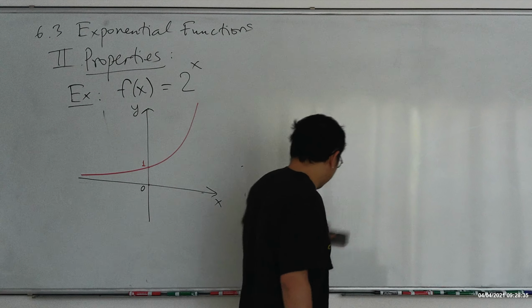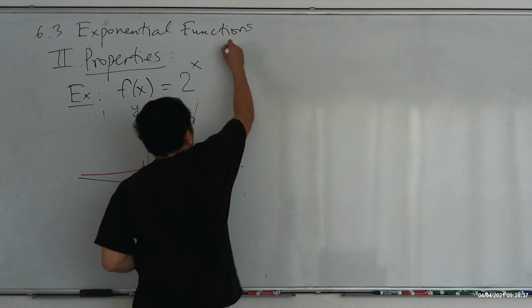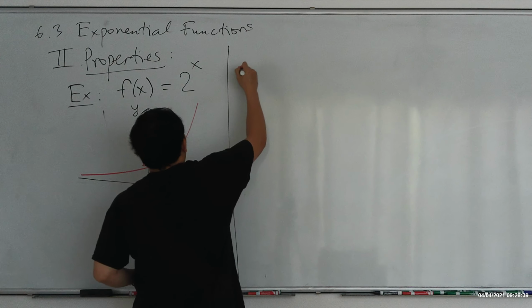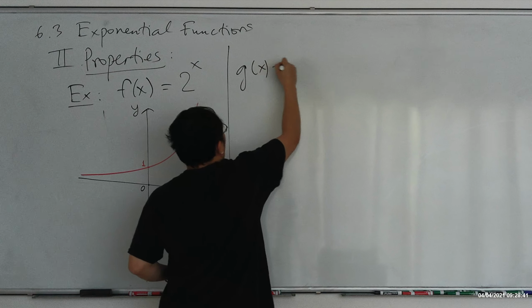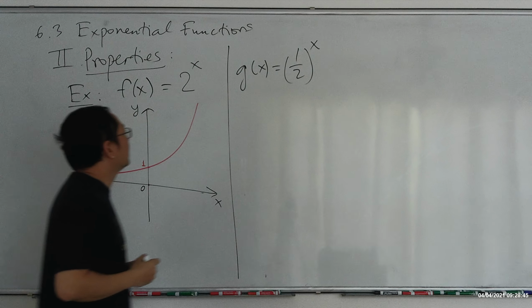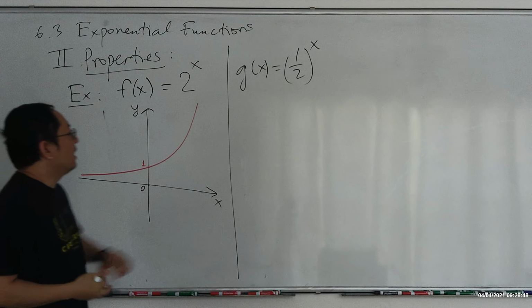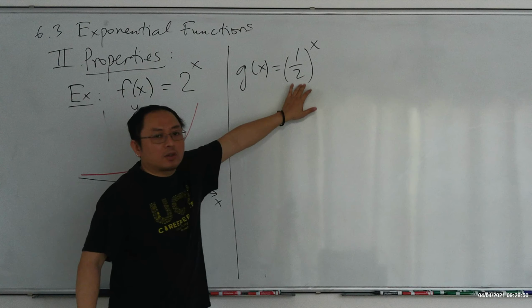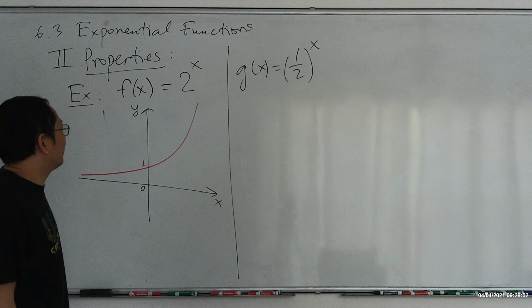I'll leave that graph there. Draw another one. How about another example? g of x equal to, how about (1/2) raised to the x exponent. So in this example, I give you another exponential function with a different base. The base now is just 1/2 instead of 2.